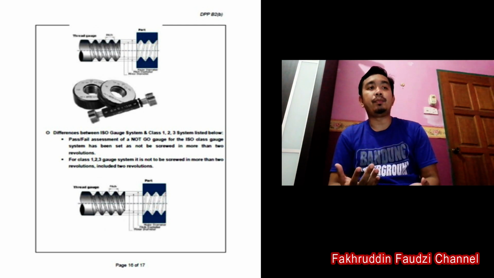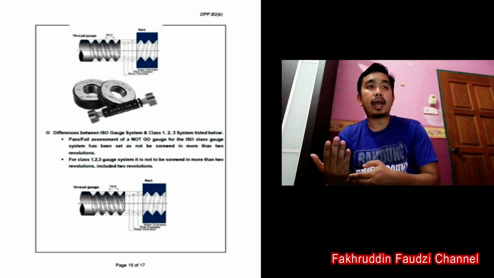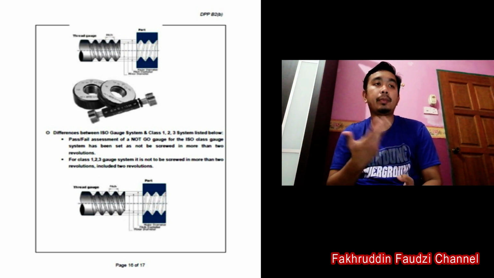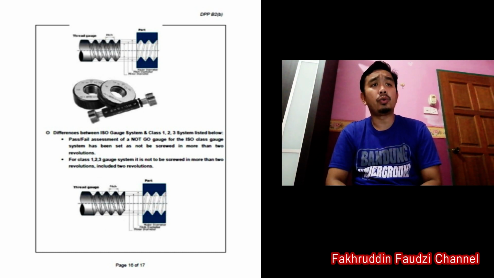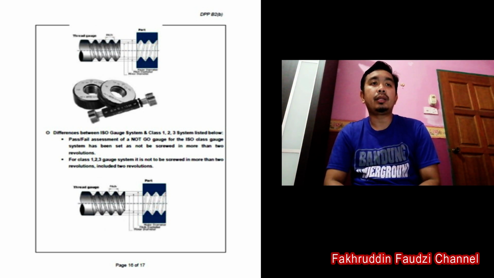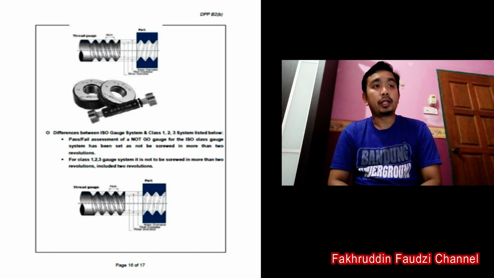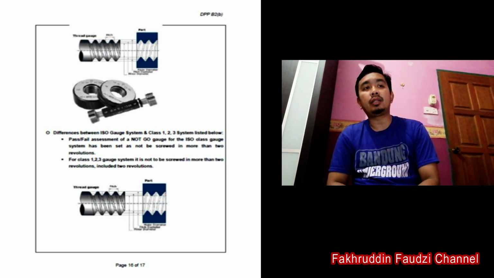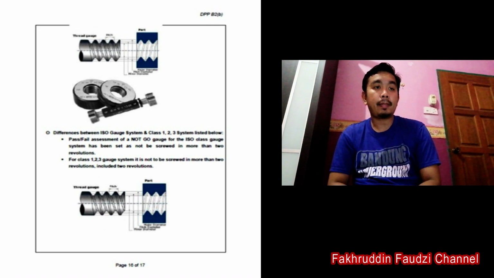Okay, so the differences between the ISO gauge system and the class 1, 2, 3 system are listed below. Okay, boleh tengok sini lah. First adalah pass or fail assessment of a not go gauge for the ISO class gauge system has been set as not to be screwed in more than 2 revolutions. For the class 1, 2, 3 gauge system, it is not to be screwed in more than 2 revolutions, included 2 revolutions.